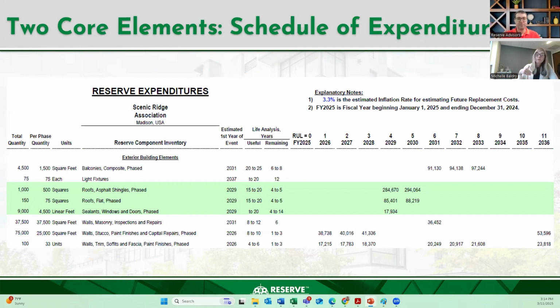When would we normally expect that to be done? And then it absolutely will include the timing. So based on the condition that was observed, when do we think we need to do it and what's it going to cost? It's very common to include inflation. So snapshot in time, how much do we anticipate the project to cost today? And then fast forward to when we're anticipating the project, what do we expect it to cost incorporating inflation? So this is the needs of the community.